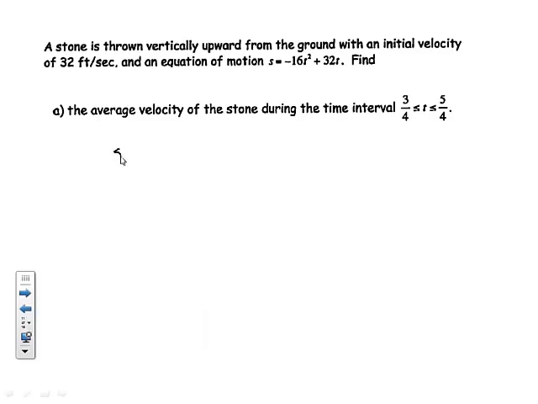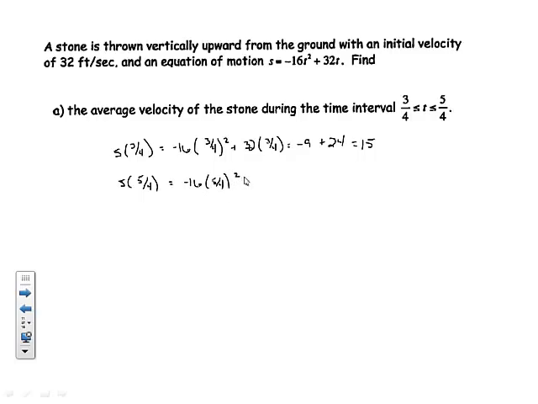So to do this, I'm going to plug in 3/4 of a second into my position. So it's going to be negative 16 times 3/4 squared plus 32 times 3/4. That's going to give me negative 9 plus 24, which is 15. So the height at 3/4 of a second is 15. Then I'm going to do the same thing for 5/4. So if I plug that in, negative 16 times 5/4 squared plus 32 times 5/4, that's going to give me negative 25 plus 40, which is also 15.